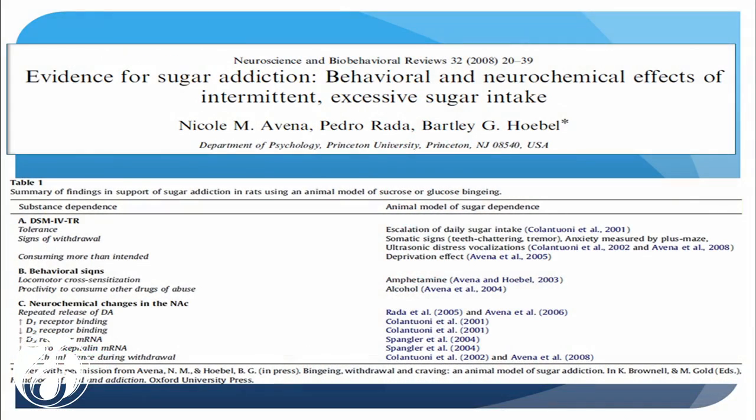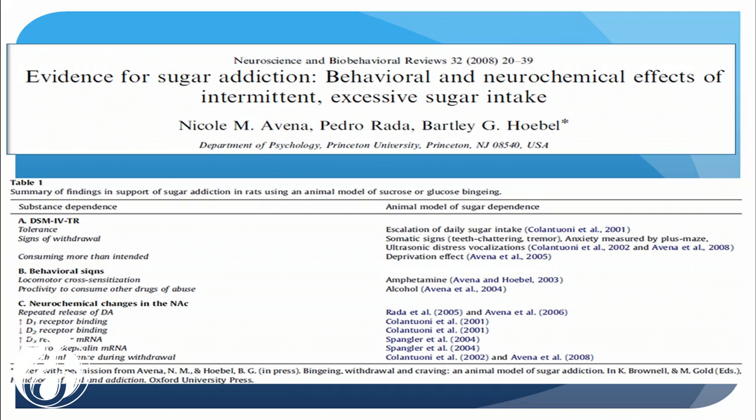So I want to walk you through some of our data. Now, I don't have time to go through all of it. I want to point to a review paper that's actually a few years old that I wrote at the time in 2008, where we had summarized the research that had been done up to this point, where we had looked at DSM criteria for substance dependence and what research had been done looking at animals who were simply over-consuming sugar.